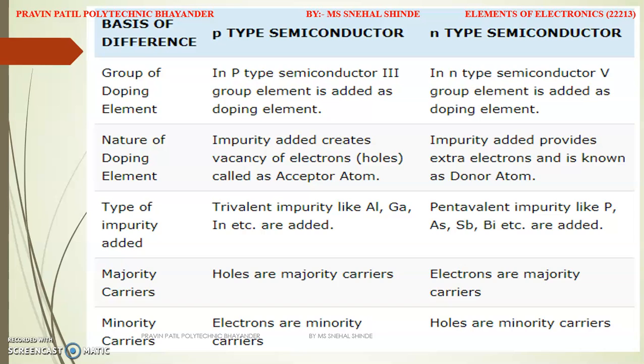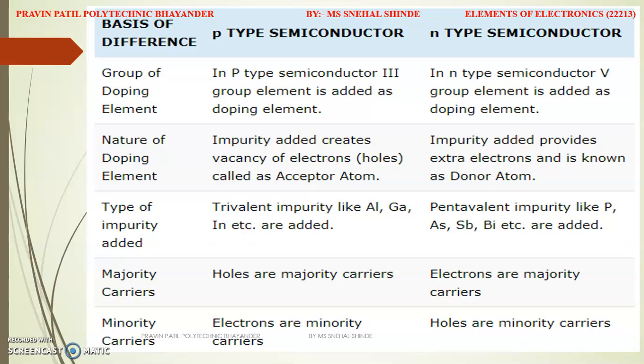Majority carriers: in the p-type semiconductor, holes are the majority carriers, and in the n-type semiconductor, electrons are the majority carriers. Now minority carriers. In the p-type semiconductor, electrons are the minority carriers, and in the n-type semiconductor, holes are the minority carriers.